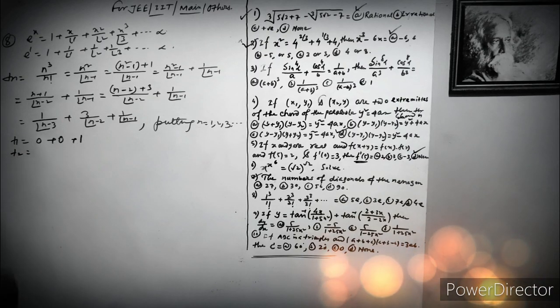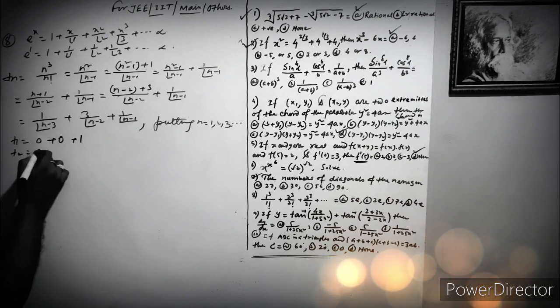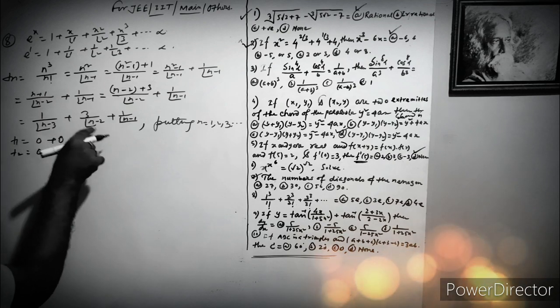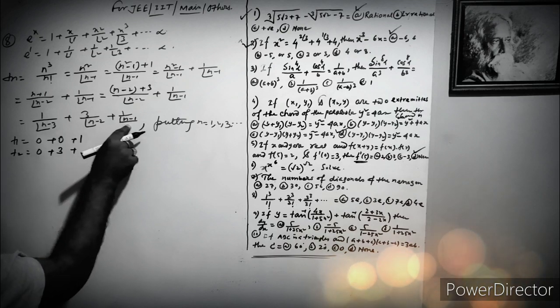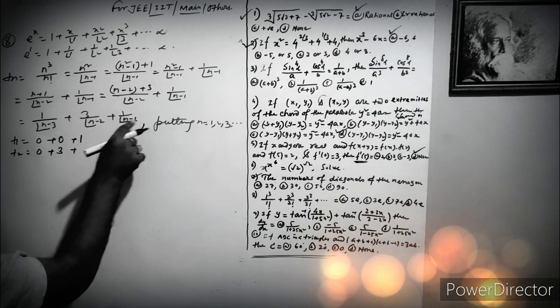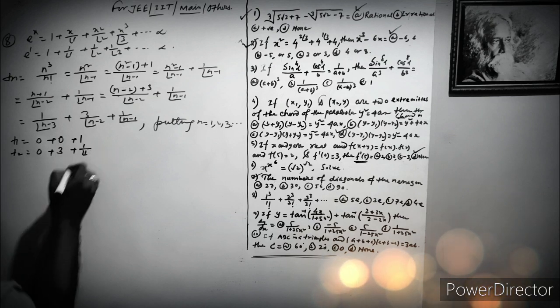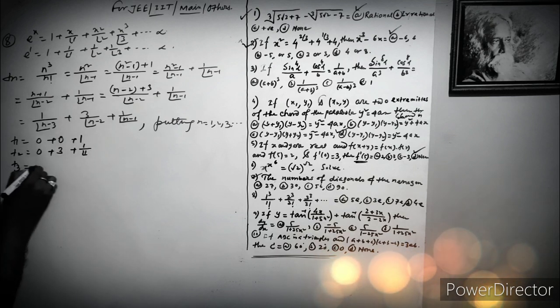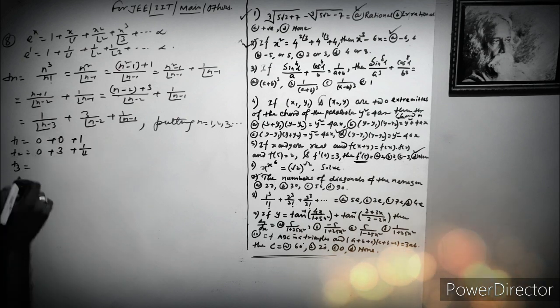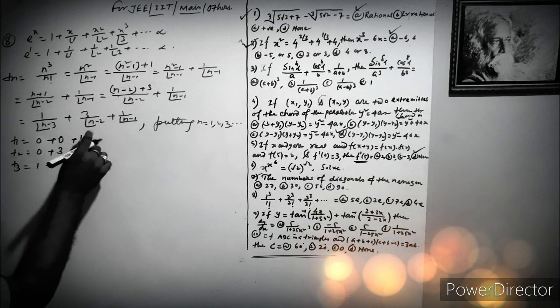So this is 2. If we put 2, then we again get factorial 0, which means 1. So we can write here 3. And if we put here 2, then 2 minus 1 is factorial 1. We can write like that 1 by factorial 1. This is 3. If we put here 3, then we get factorial 0, so this is 1, same as factorial 1.